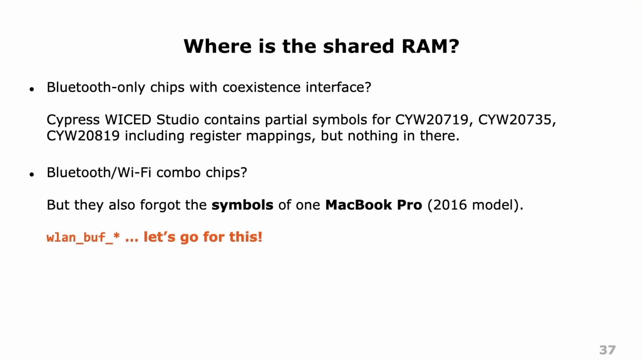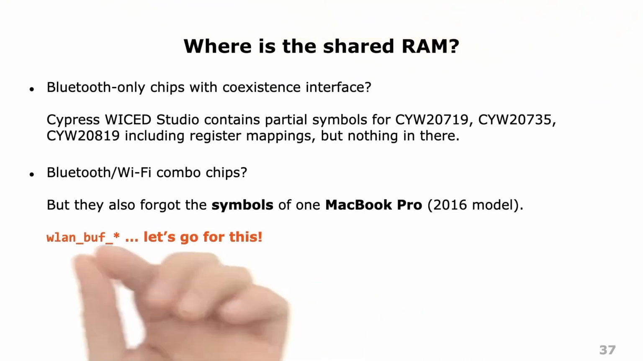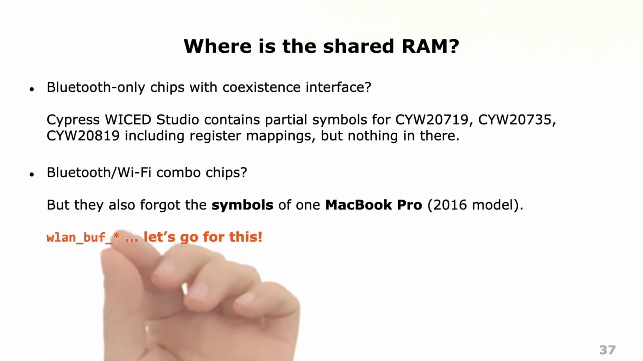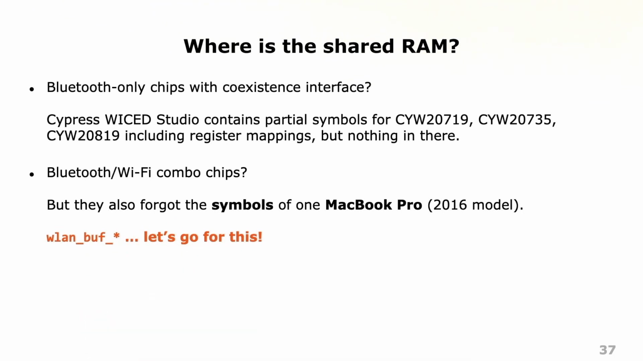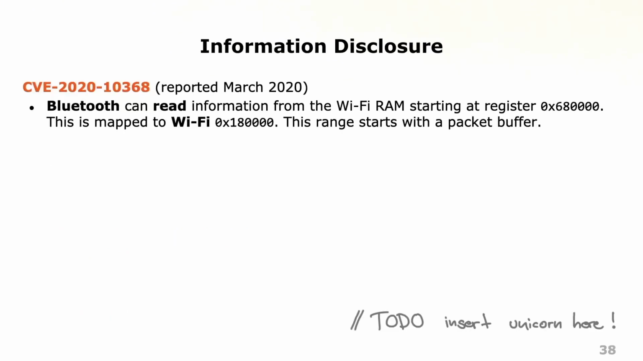But then in the studio, there's also one combo chip, which is actually in a MacBook Pro as well. And this one has slightly different symbols, so I didn't look into this one at first. And it has a couple of functions that are called WLAN buff something, sometimes with 1F, sometimes with 2F, so very consistent.